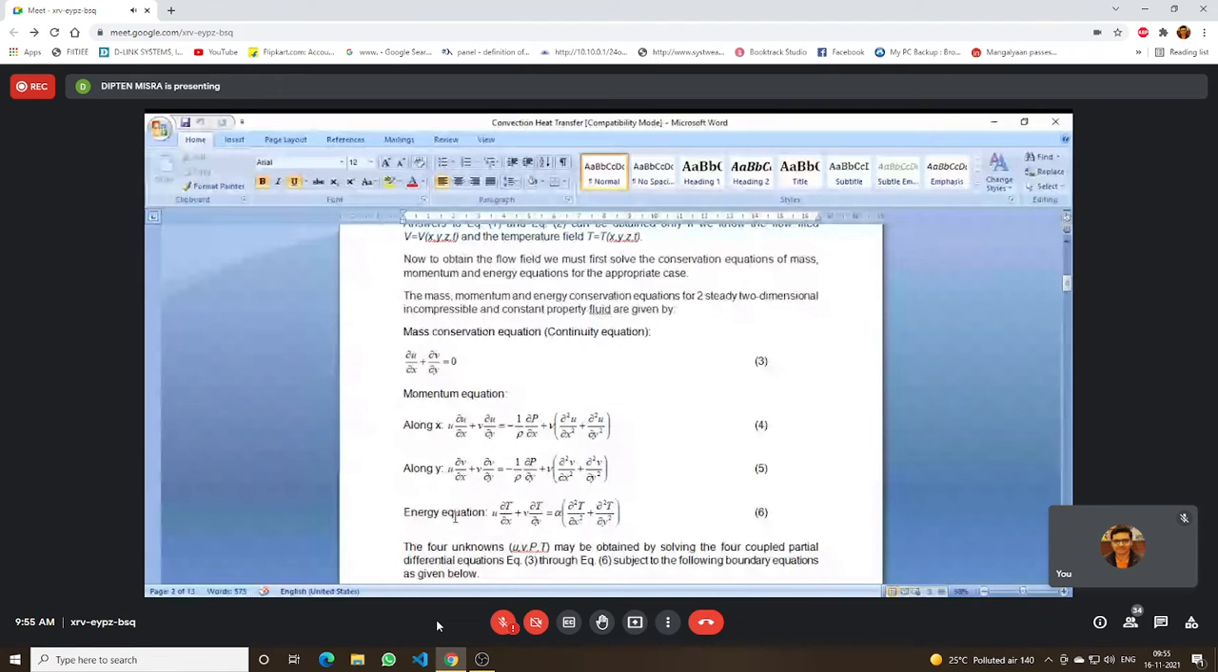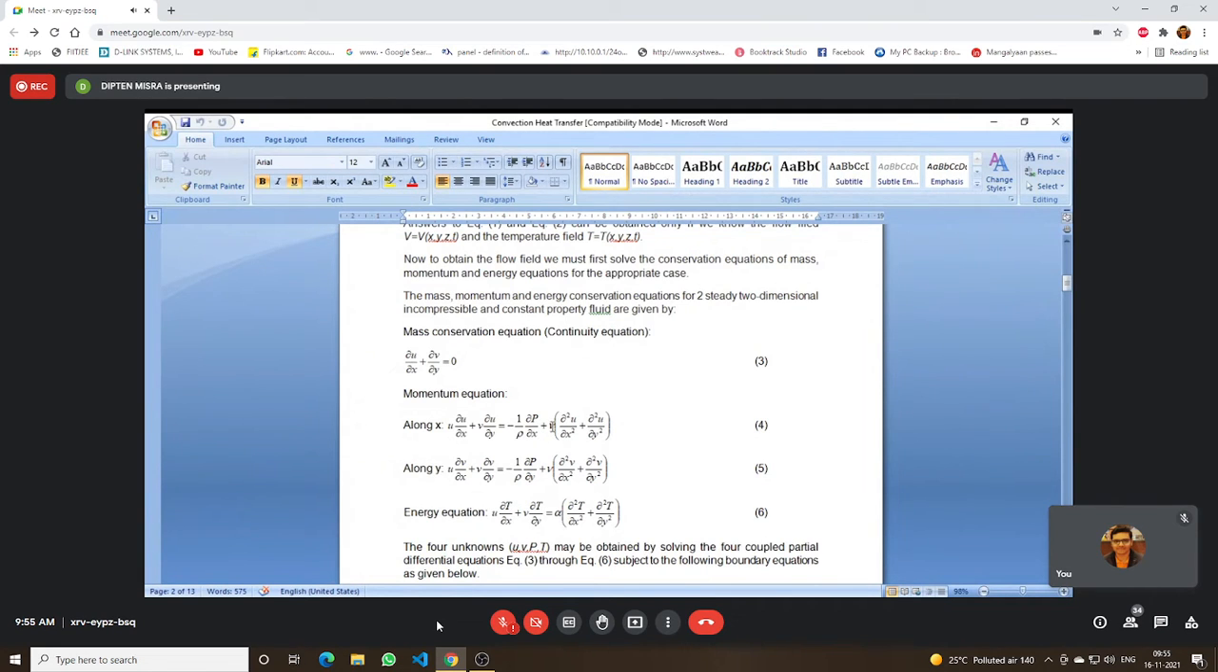Now, again, I am starting. The energy equation is basically a conservation of energy equation that introduces the temperature, the scalar quantity temperature, and the form of this energy equation is very identical to the momentum equations. It is also u del del x and v del del y operating on T.